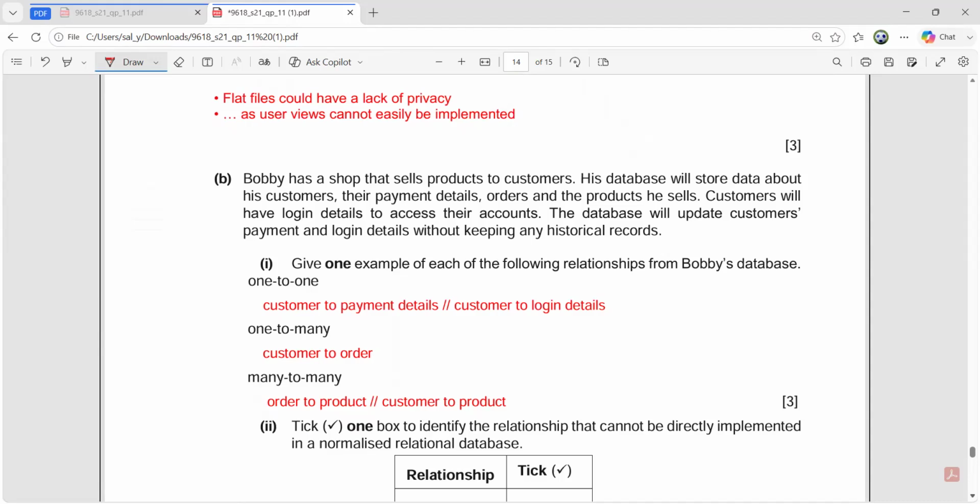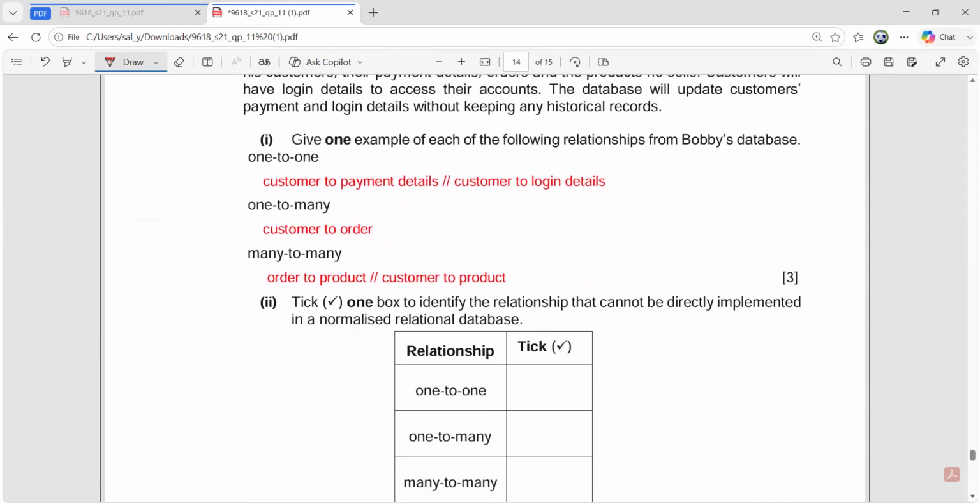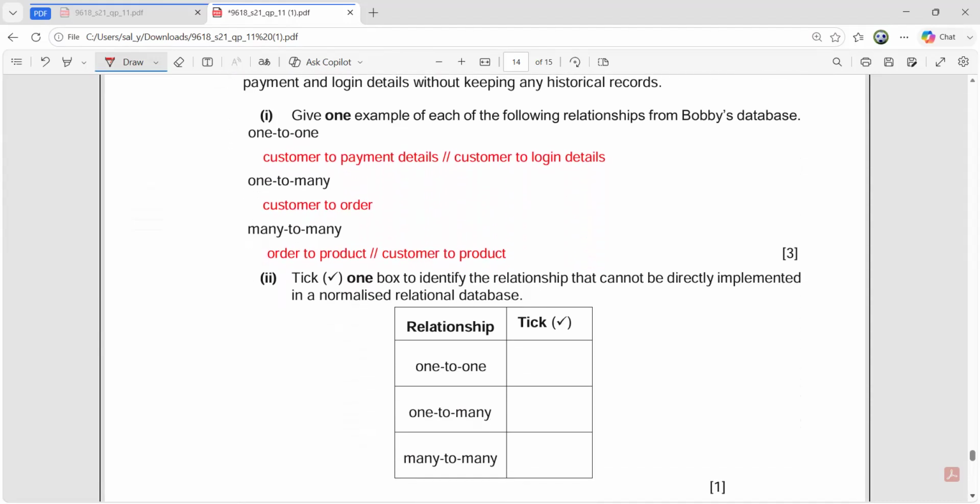One to many. So a customer can place many orders. Like me, I can place many orders. Many to many, order to product, or customer to product. So if any of this is mentioned properly, it means that he will be able to score 3 out of 3.